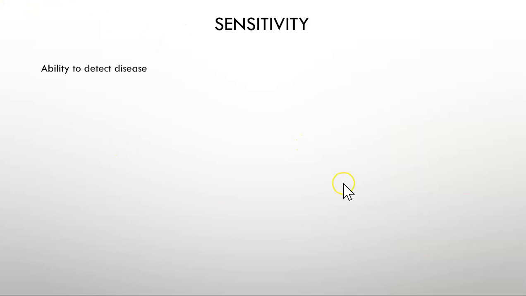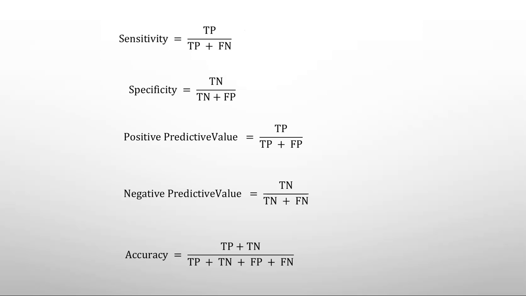Alright, so sensitivity is our ability to detect disease, a small prevalence of disease. Let's look at all of these equations. Sensitivity, true over everything in the sensitivity column. Specificity, true negative over everything in the specificity column. Positive predictive value is true over everything in the positive row, and negative predictive value is true over everything in the negative row. Accuracy is again everything true over everything. So these are the equations, but all you have to remember is true over everything.